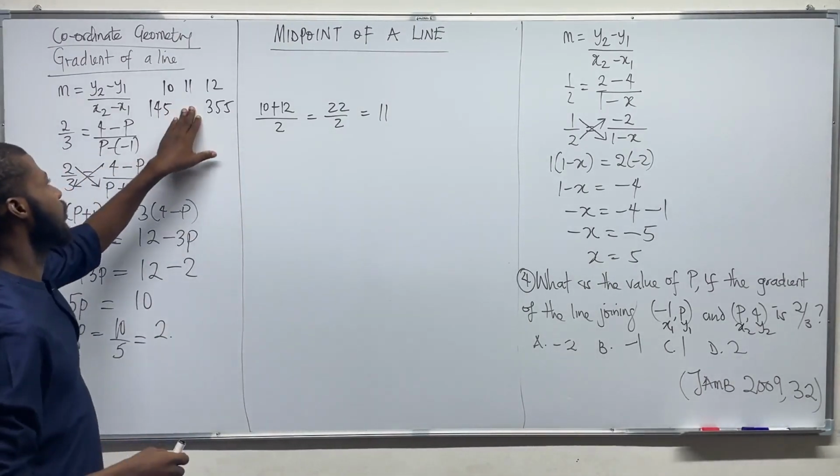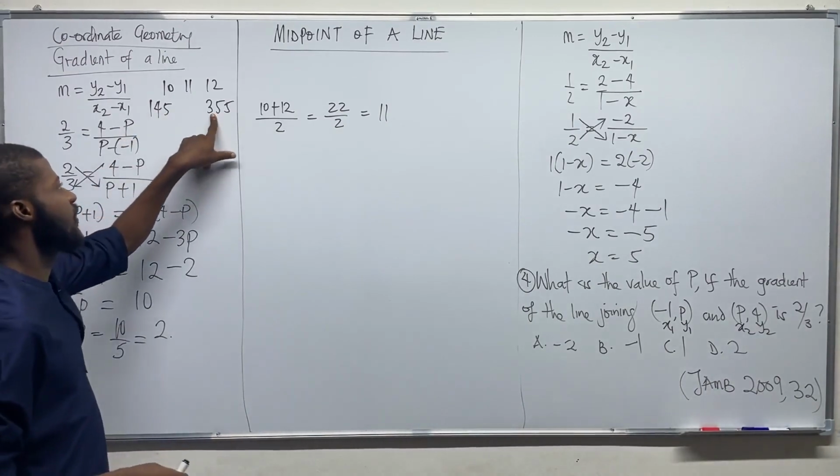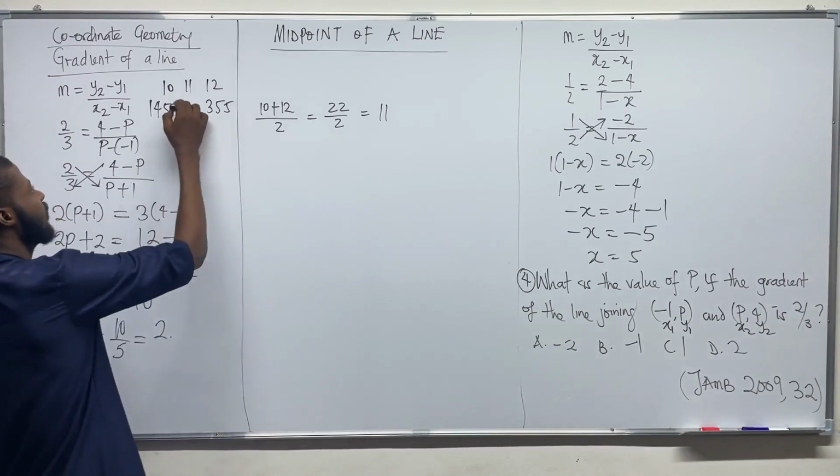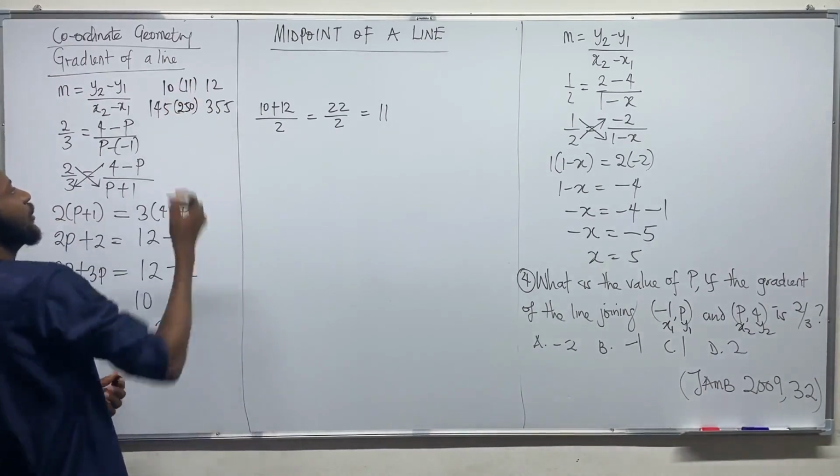To get the one in the middle here, we're going to say 145 plus 355. That should give us 500. Divided by 2, that's 250. So 250 is in the middle.